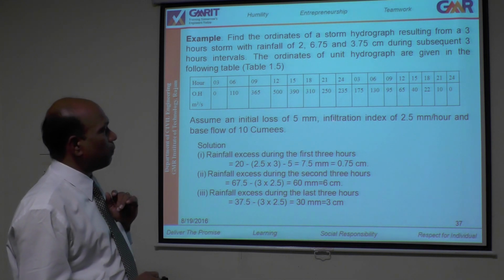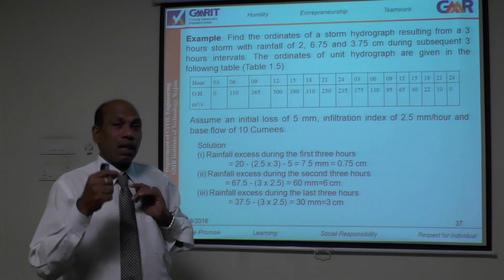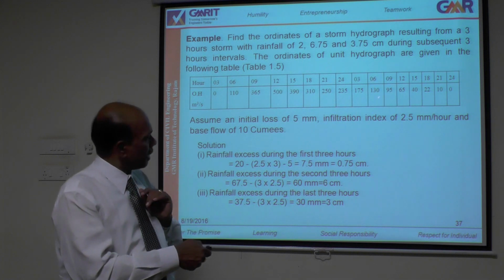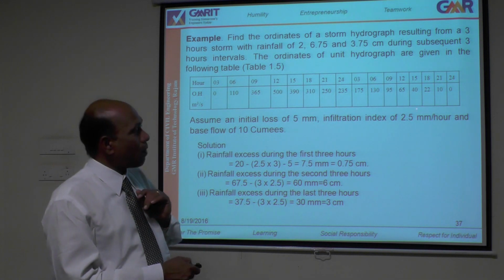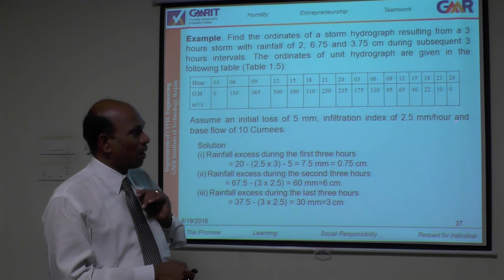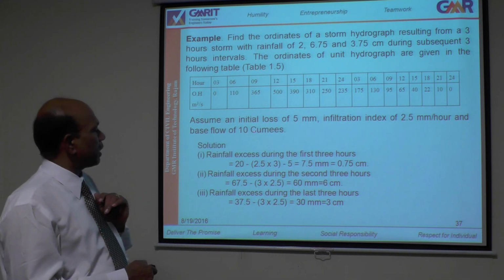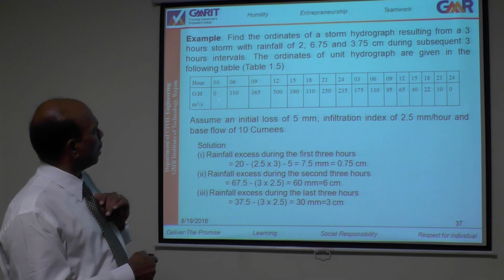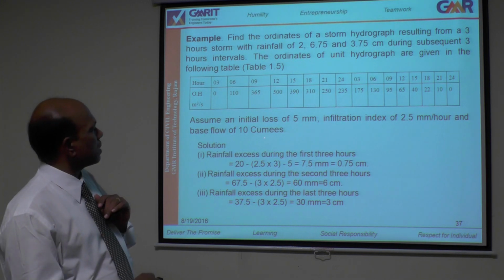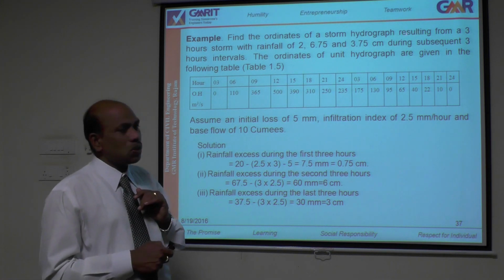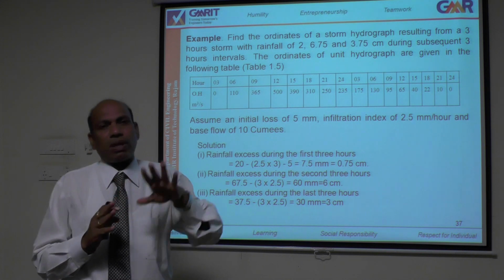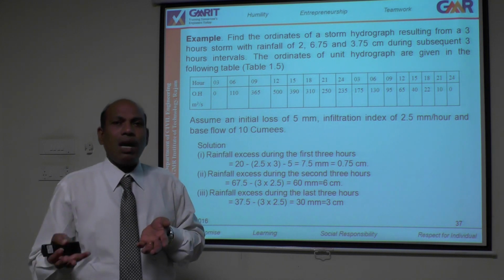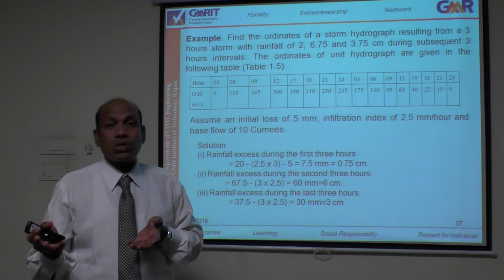What is the infiltration index? You know that it is the average rainfall infiltration capacity of the soil. This is denoted by phi-index, right? Infiltration index equals 2.5 mm per hour, and base flow is given as 10 cumecs for the entire pattern. That base flow is common for the entire pattern from 0 to the end. Right here, first we are going to calculate the rainfall excess for the first 3 hours, the rainfall excess for the second 3 hours, and also the rainfall excess for the last 3 hours.